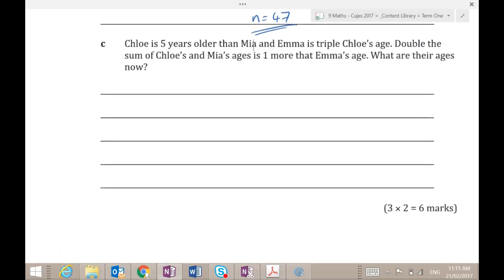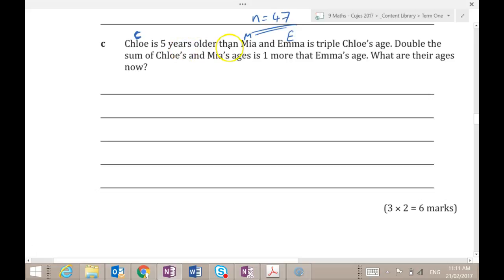Last one. Chloe is 5 years older than Mia, and Emma is triple Chloe's age. Double the sum of Chloe's and Mia's age is 1 more than Emma's age. What are their ages now? That's a pretty tricky one. I'm just going to use their first letter to be their age. So C is Chloe, M is Mia, E is Emma.